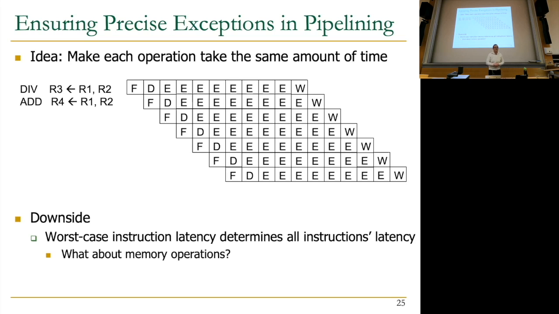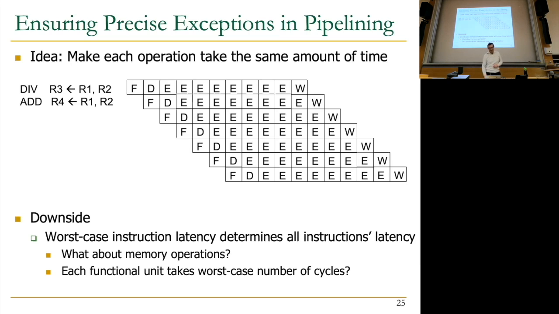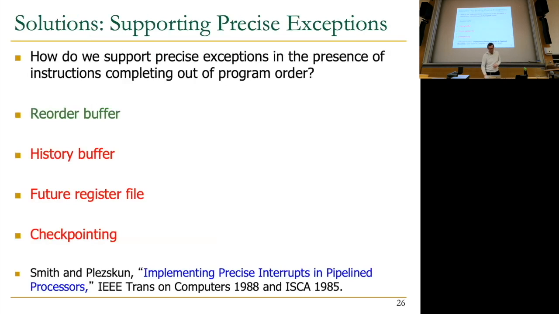For example, memory operations can take, I don't know, hundreds of nanoseconds, right? So does it really make sense to have each functional unit take the worst case number of cycles? And the answer is it doesn't in the end. But this is a solution, not a good solution. So that's why we're going to talk about supporting precise exceptions in better ways.